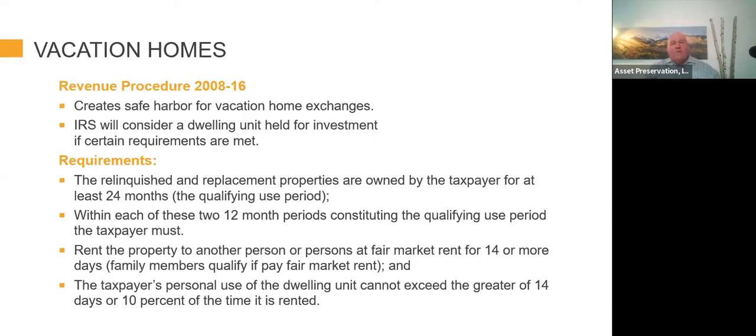So what I want to talk about is the safe harbor that came out back in 2008. The easy way to remember this one is just think of it as the rule of twos. Number one, you've got to hold the property for 2 years. So you've got a 2-year holding period under the safe harbor. Number two, you've got to rent it out for 2 weeks in each of those years. So a minimum of 2 weeks of rental income. And if you note on the bullet point second from the bottom, you can actually rent it to family members. That's permitted as long as you do it at fair market rent. So that might be a planning opportunity.